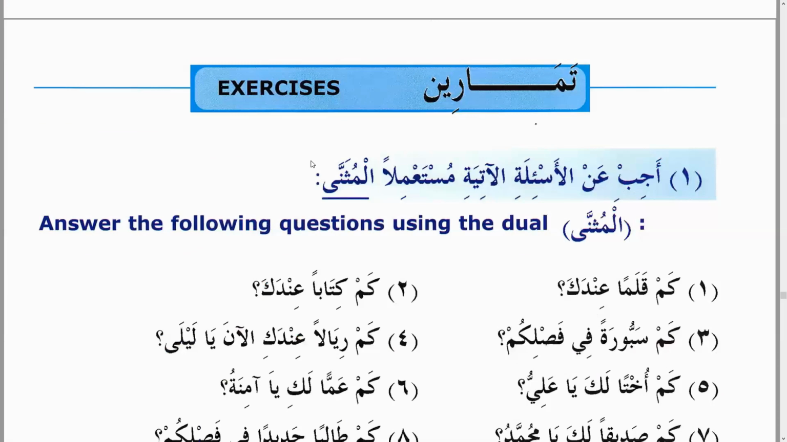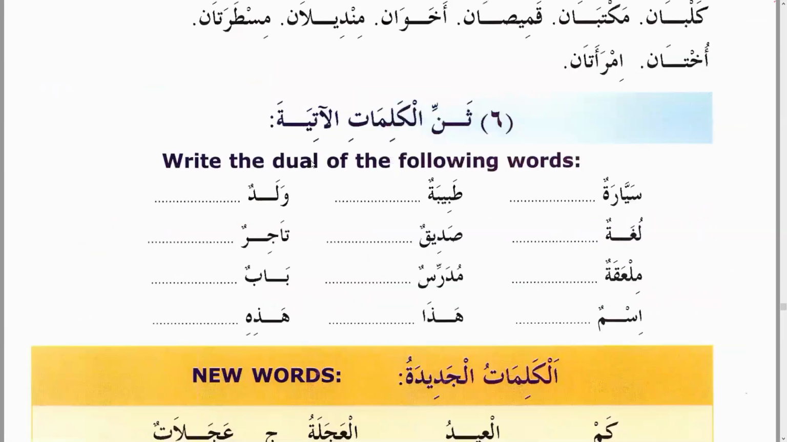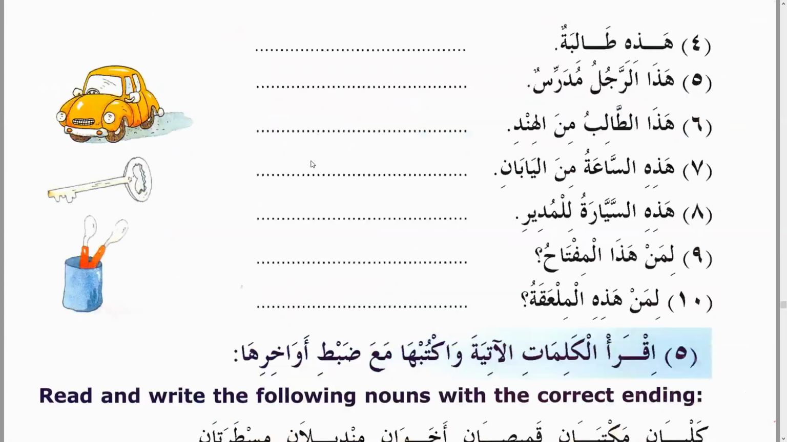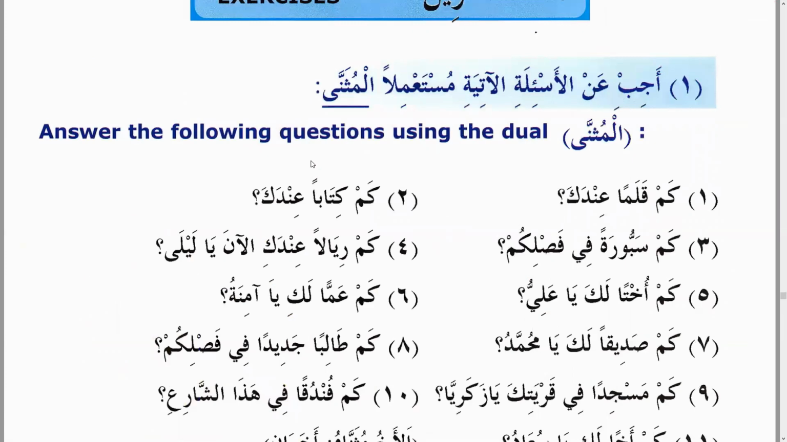Tamarin. It's a short lesson, I guess. Only 6 or 7 exercises. 1, 2, 3, 4, 5. Five exercises. Six exercises. That's it. Inshallah, let's try to finish them today. Answer the following questions using the dual.